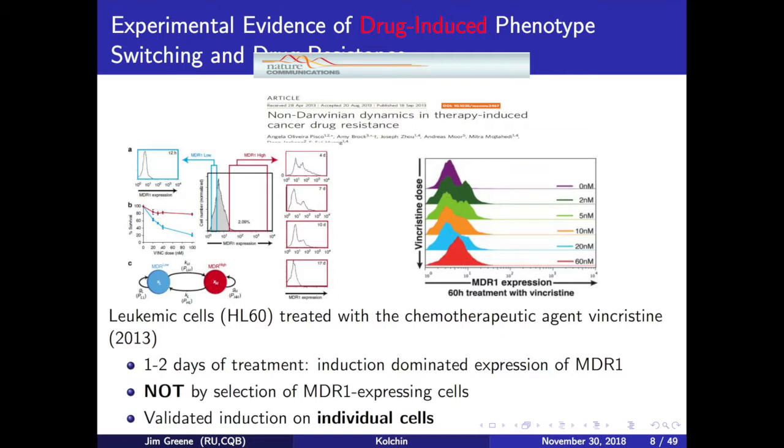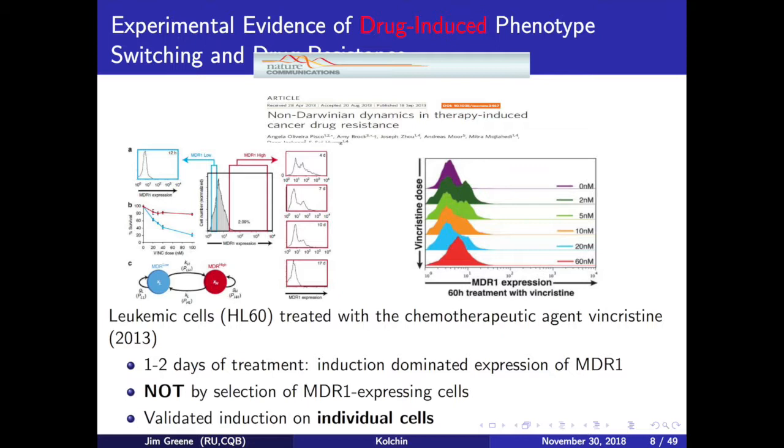This is 2013. Again, they're looking at expression of this MDR1, which is the PGP pumps, the pumps that essentially let stuff inside and outside of the cell. They essentially treated these leukemic cells with a chemotherapeutic agent, and they saw after only a couple days this induction-dominated expression of MDR1. So again, it's not a question of genetics. It's way too fast to be genetics.